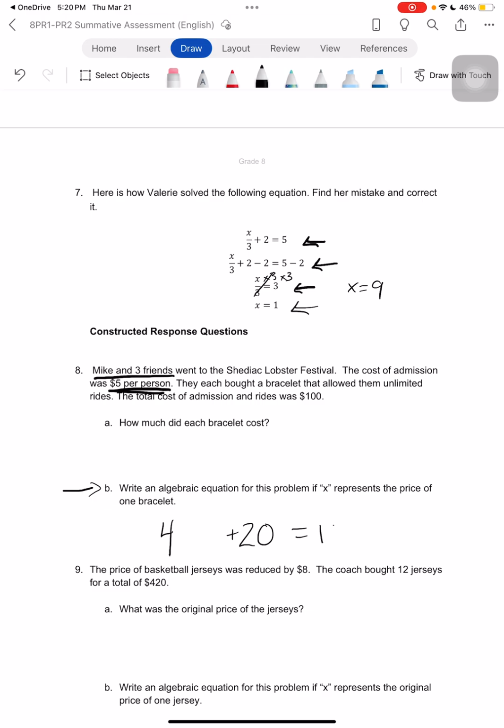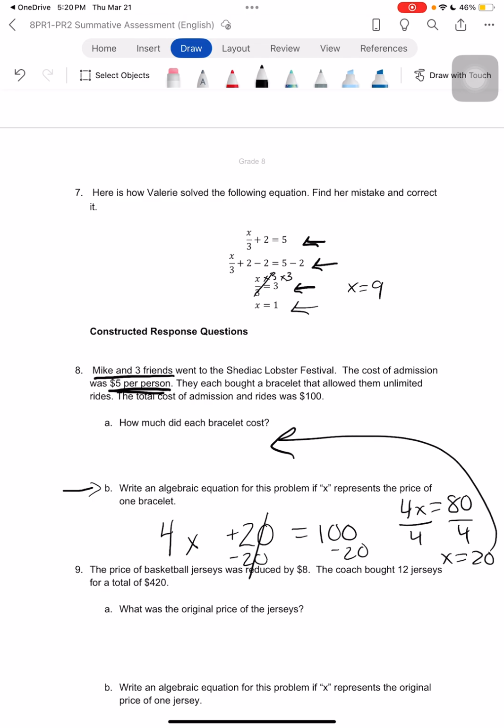The total cost was 100, and we don't know how much the bracelets cost, so we're going to represent that with an x. So that's the equation, and then we're going to solve it. So subtract 20 on both sides. Then I'm left with 4x equals 80. Then I divide both sides by 4. So x equals 20, which is the cost of a bracelet.